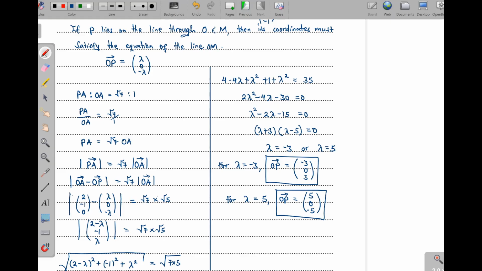And that is that. Or you can even write them in terms of i, j and k. So OP shall be equal to -3i. Now this is 0, so we don't have j. Then we can write 3k. Then OP can also be equal to 5i. Then plus, is it a plus or a minus? -5k. Like that. So that is that.